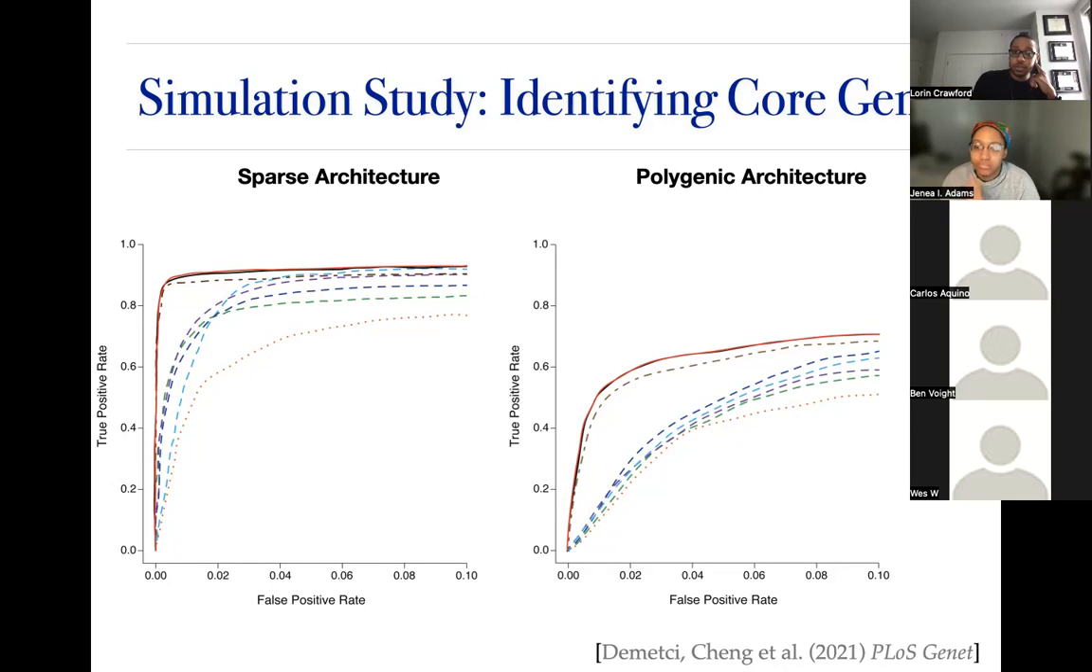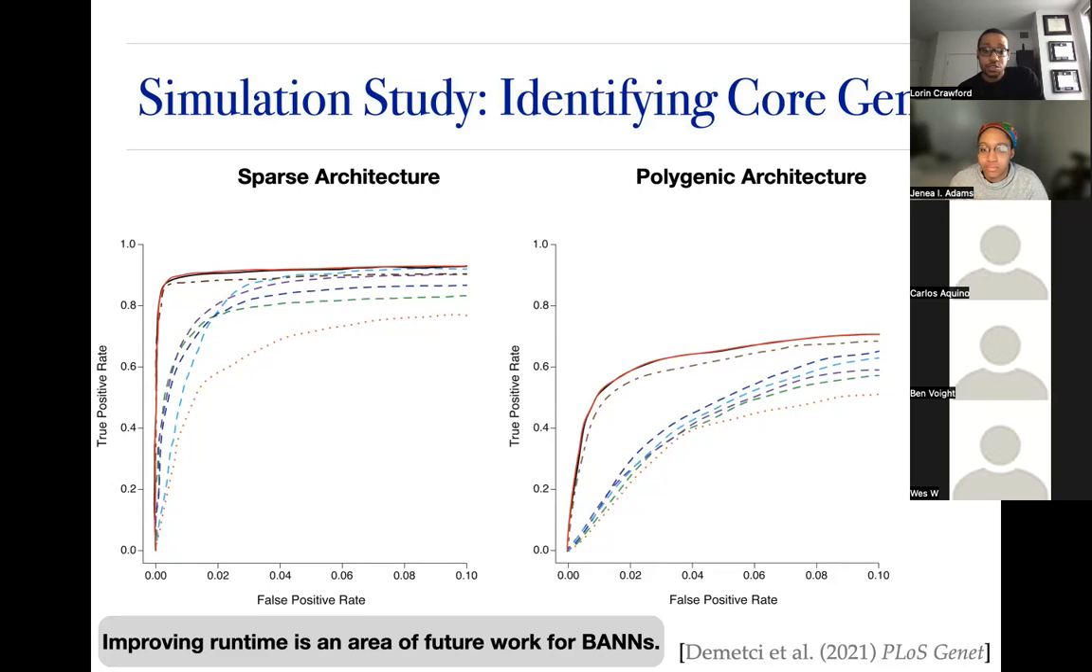One thing about BANNs that we're trying to figure out how to do better is improving the runtime for much larger data sets than what we considered, thinking about hundreds and hundreds of thousands of individuals with millions of SNPs. And so that is a limitation right now in terms of the way that the model is currently coded.